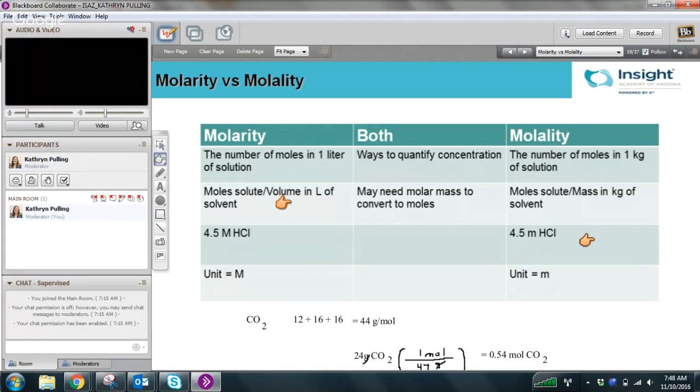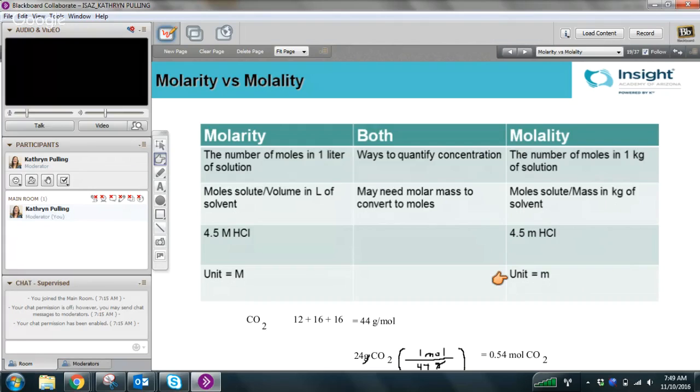Molality, on the other hand, is the number of moles in 1 kilogram of solvent. Here you take moles of solute and divide by the mass of solvent, and that mass needs to be in kilograms. If you had calculated the molality to be 4.5, that would be 4.5 little m HCl. So 4.5 molal hydrochloric acid. The unit here is little m.